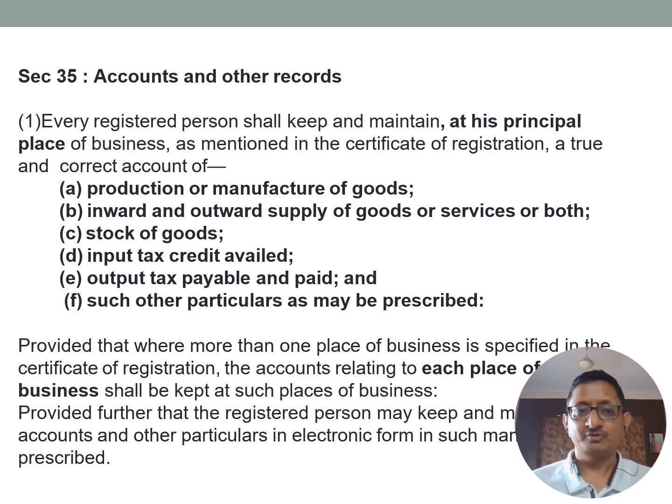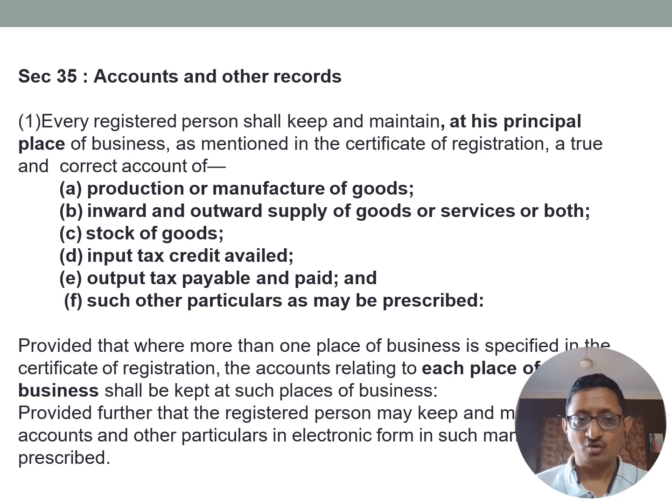Section 35 of the GST Act talks about accounts and other records. Basically, six types of important documents have to be kept at the principal place of business. Recently an inspection special drive has been going on for 2 months. So at the principal place of business, these six important documents have to be kept, and at all the addresses where the godowns are, where the goods are kept. All the godowns have to be added as an additional place of business in the GST portal.